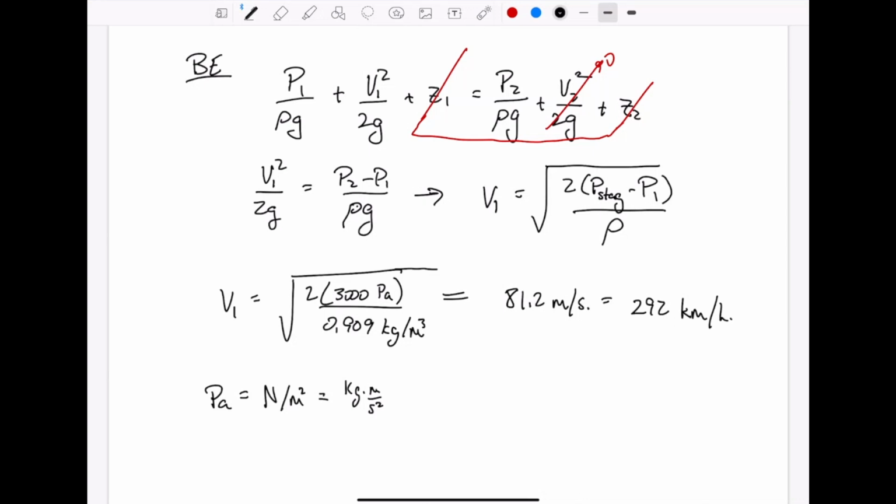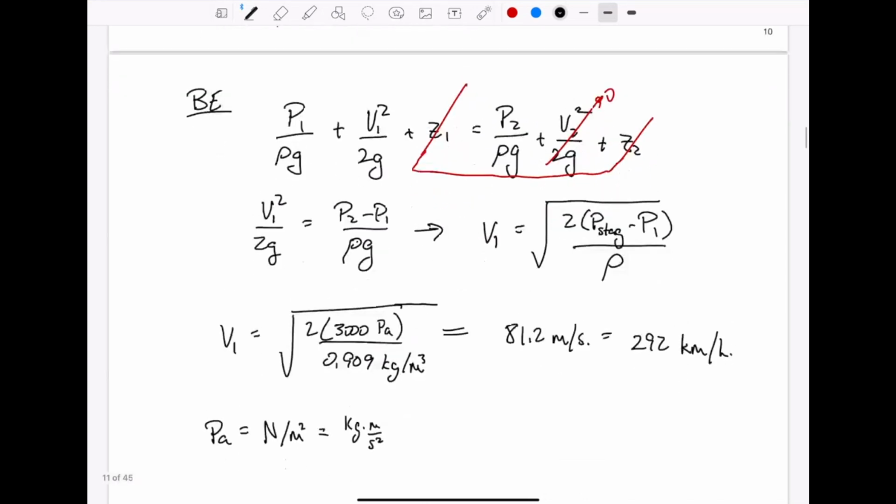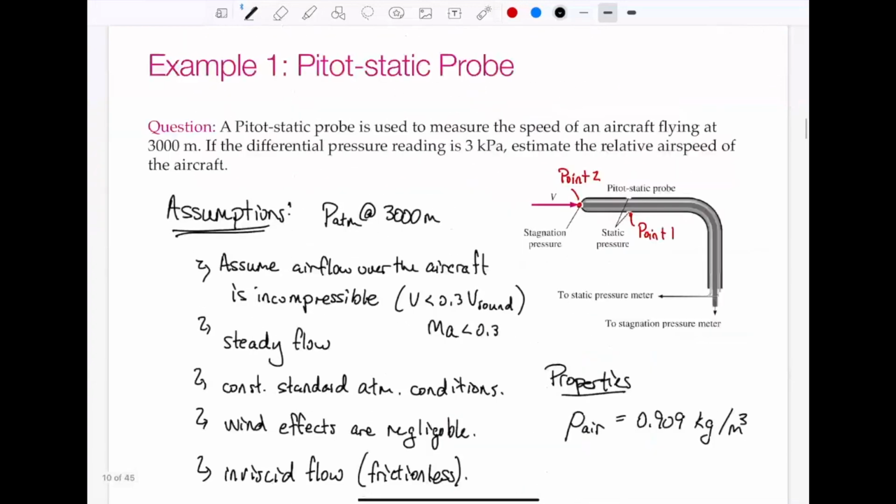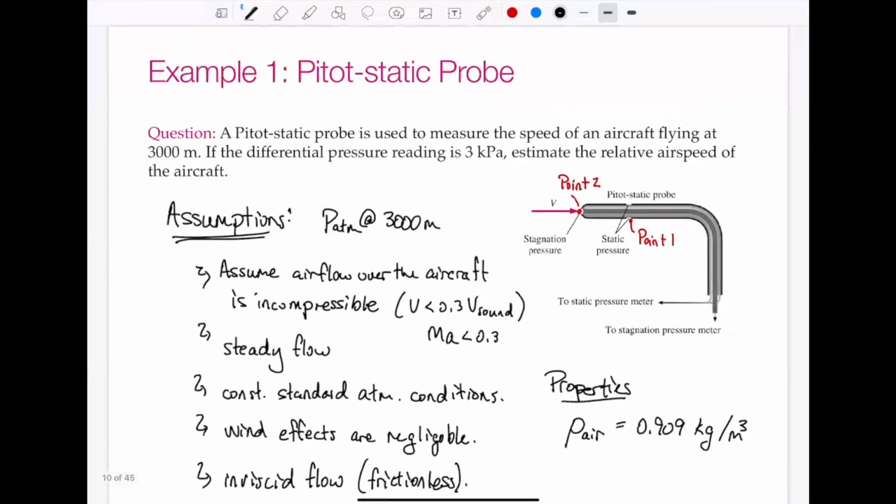Can we explain why we didn't subtract P1 in the equation? So in the question, it says the differential pressure reading. So the differential pressure reading is the difference, P2 minus P1.